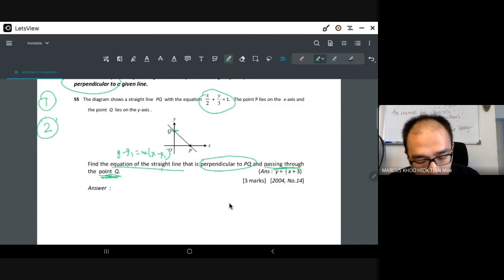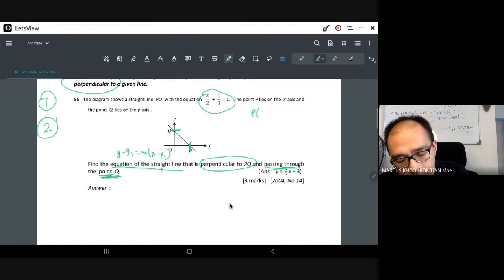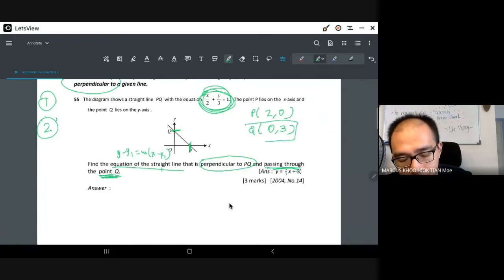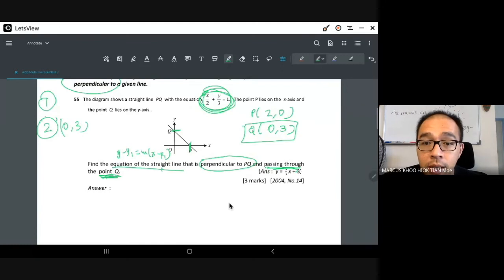What is point Q? Can anybody tell me what is point Q and point P? P is 2 and 0. Since it says passing through point Q, we use this one as our point. So this is 0 and 3. Now the problem is, what is the gradient? First of all, we have to find the gradient of this line first.